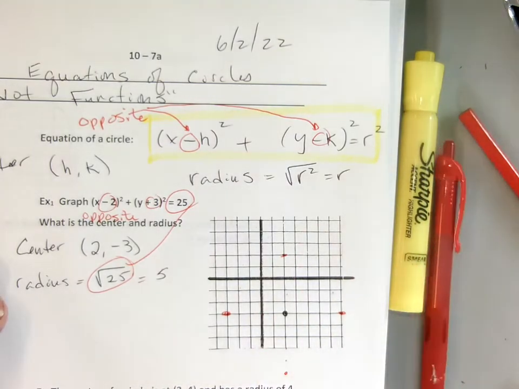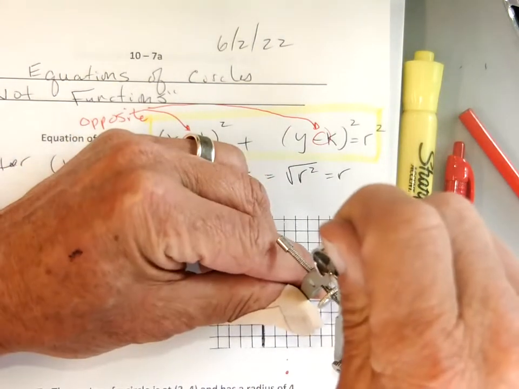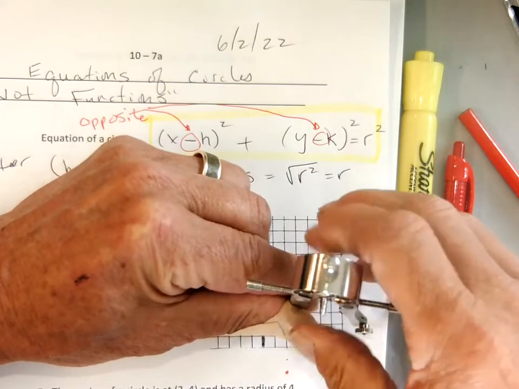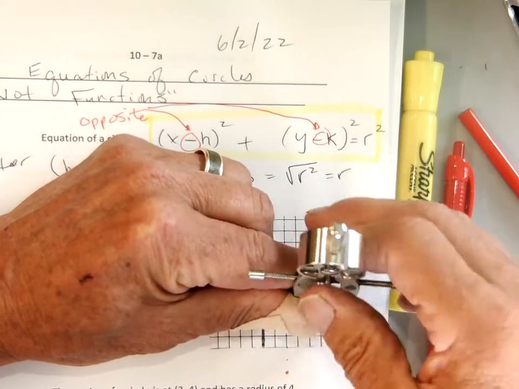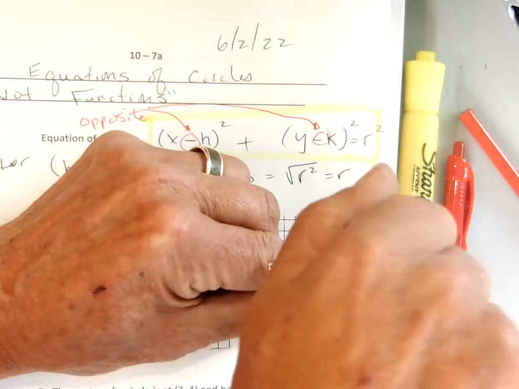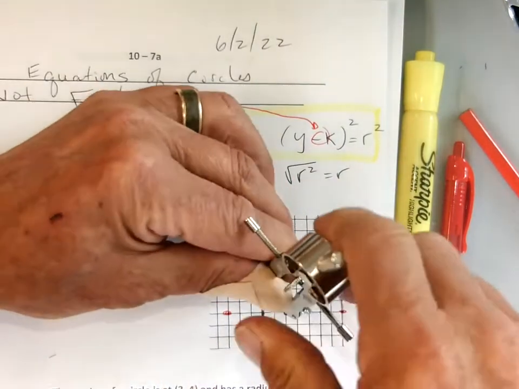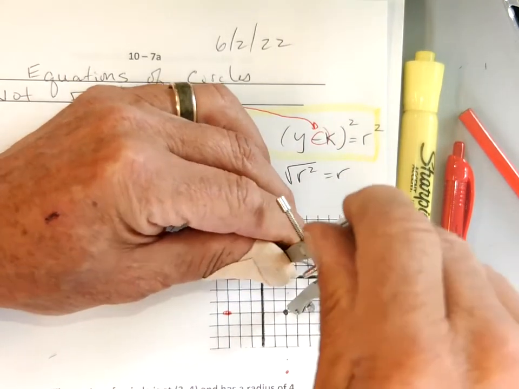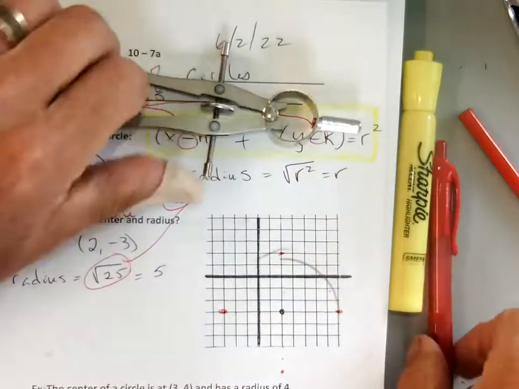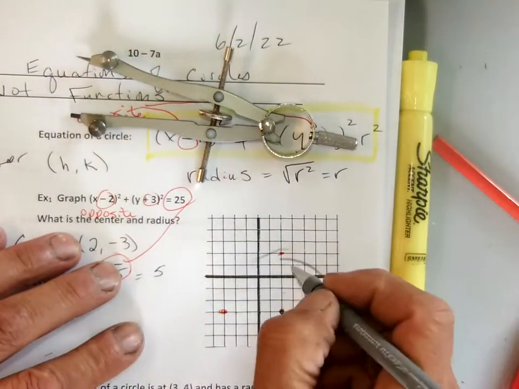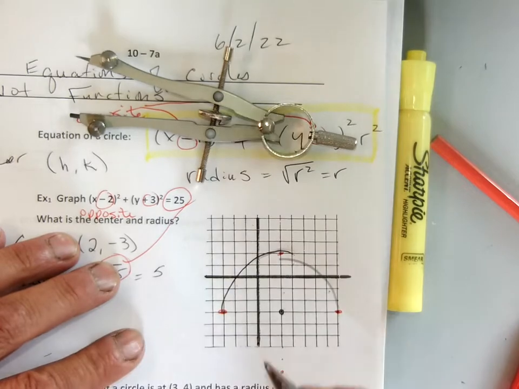Now, if you want to make it look really nice, you could use a compass. It does not have to be really nice. You could make it and draw it freehand if you can. See how I messed up there a little bit, didn't I? Oh, I'm really messing up. So maybe I'll just freehand it, huh? Because I'm doing a lousy job with my compass anyway.